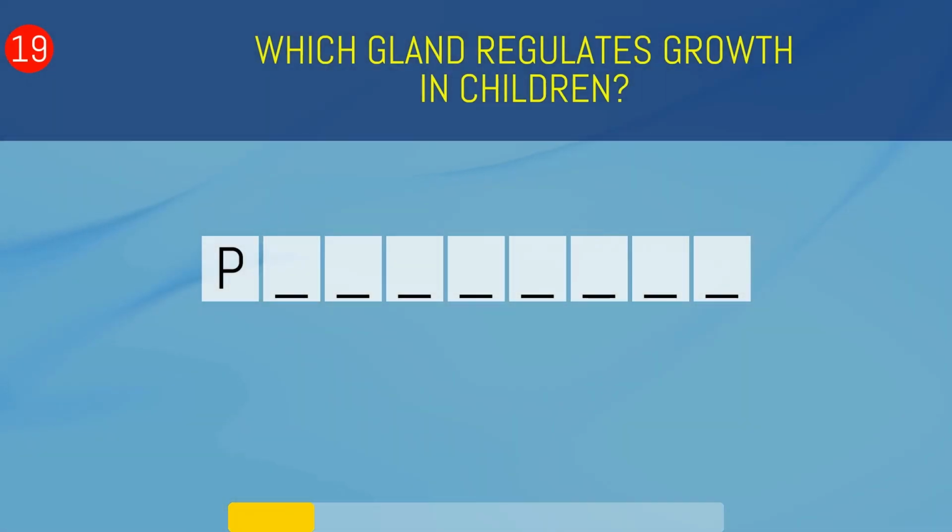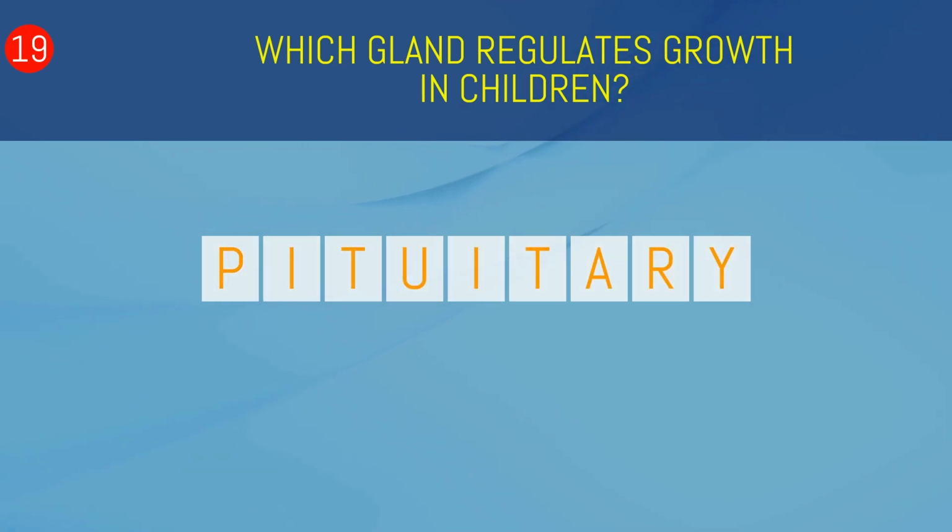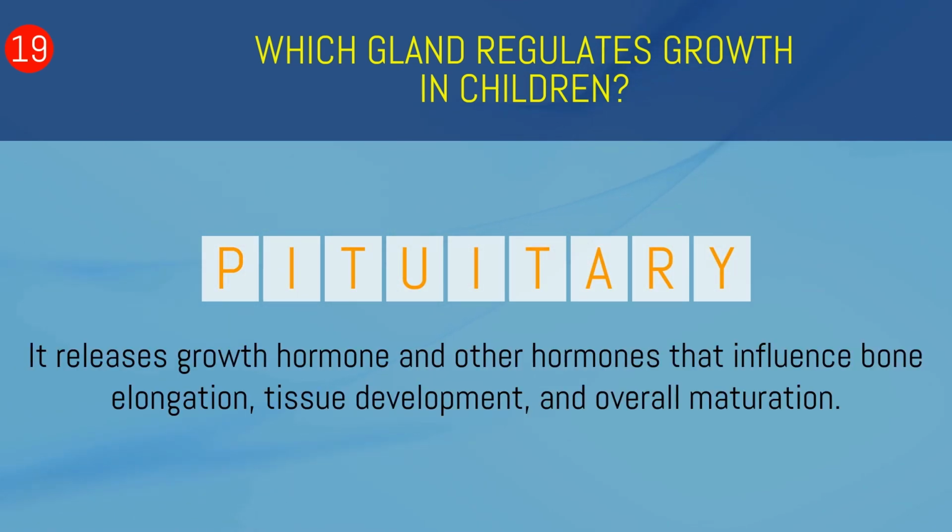Which gland regulates growth in children? Pituitary. It releases growth hormone and other hormones that influence bone elongation, tissue development, and overall maturation.